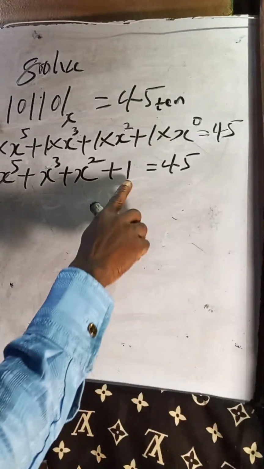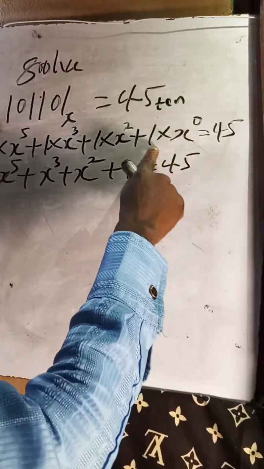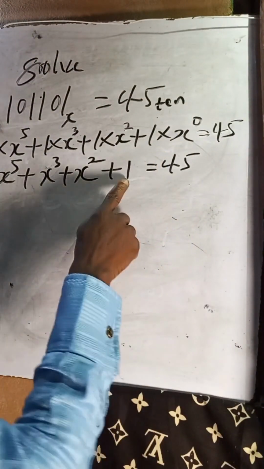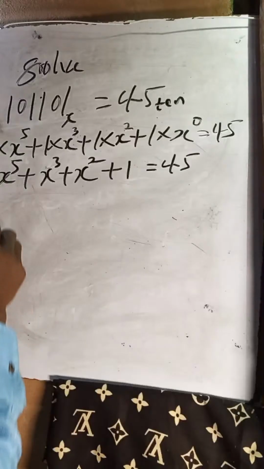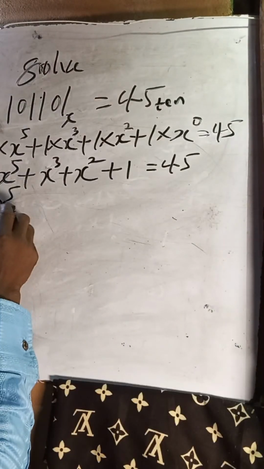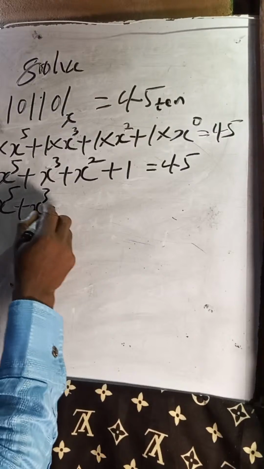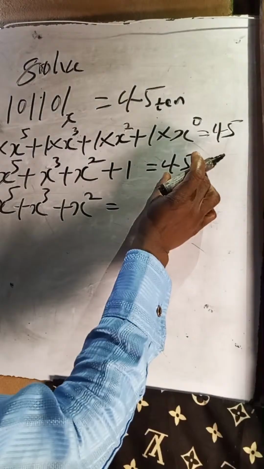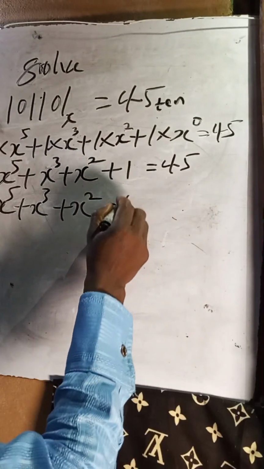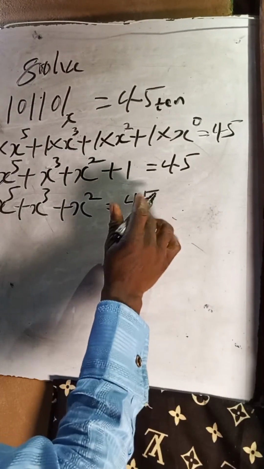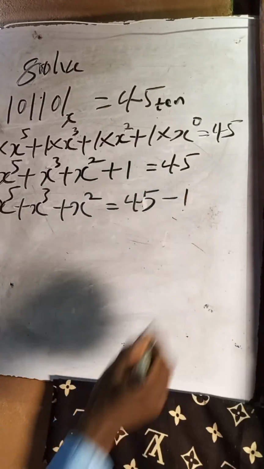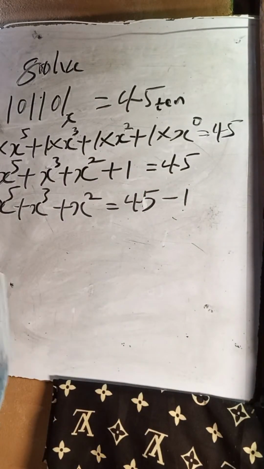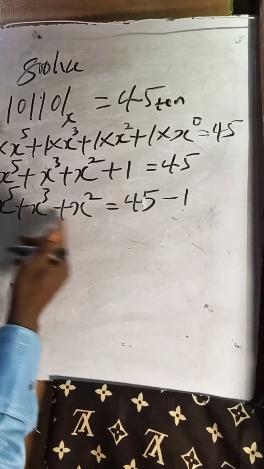I'm sure we know why this is 1, because 1 times x raised by 0 is 1. That's why we're going to get 1. So we transfer this 1 this way. This gives x raised by 5 plus x raised by 3 plus x squared equals to 45 minus 1. 45 minus 1 is 44. That's what it means. Then we can factorize, right?